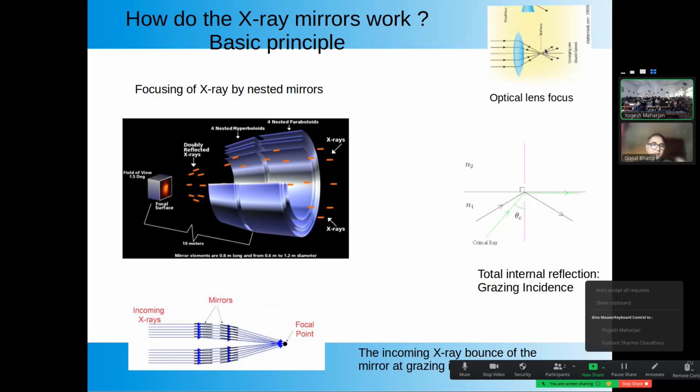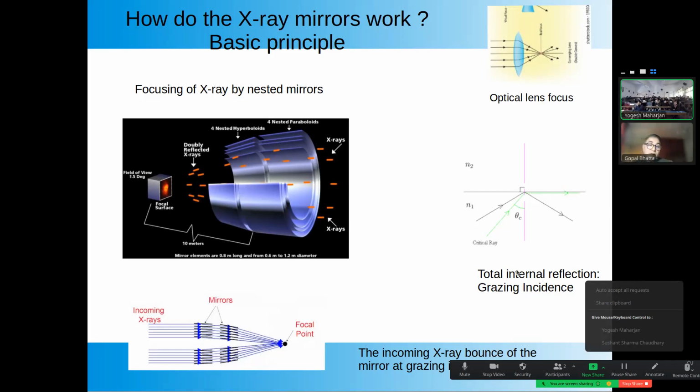Why? For a simple reason: X-rays can penetrate transparent objects like glasses or lenses. So how are they constructed? They are constructed with metal, nested mirrors. They're nested one on top of another. You can see this in the figure.